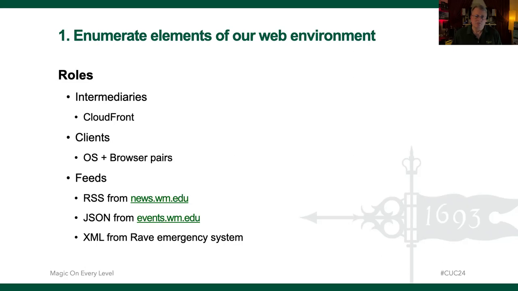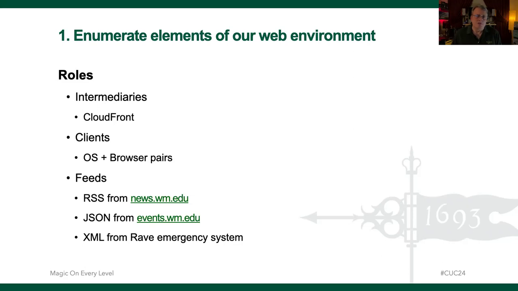Our clients include all of the various operating systems and browsers that our end users employ for requesting, receiving, interpreting, displaying, and managing interactions with our code and content. And finally, feeds. As previously described, these are systems external to our team's web stack. They might include XML-based feeds like RSS, Atom, and CAP, JSON-based feeds like JSON and JSONP, or other types of feeds, for instance, iCal. As examples, I've listed 3: RSS from William and Mary News, JSON from William and Mary Events, and XML from the Rave Emergency System.